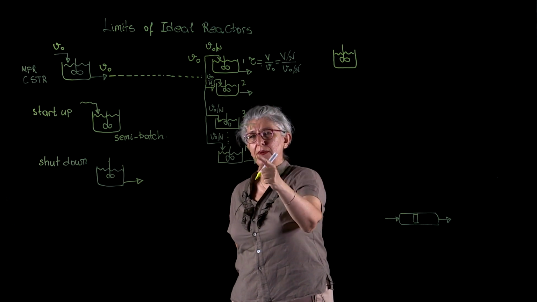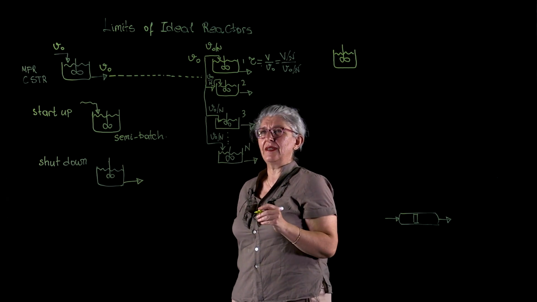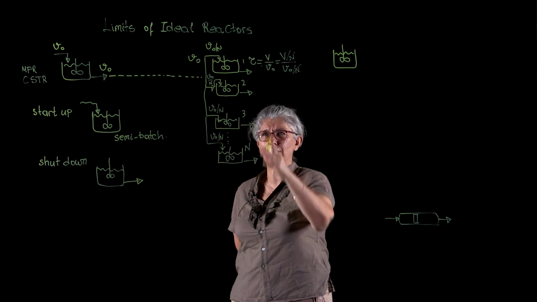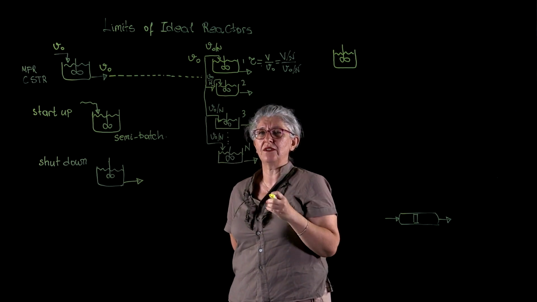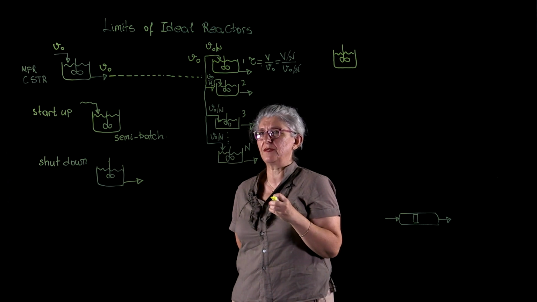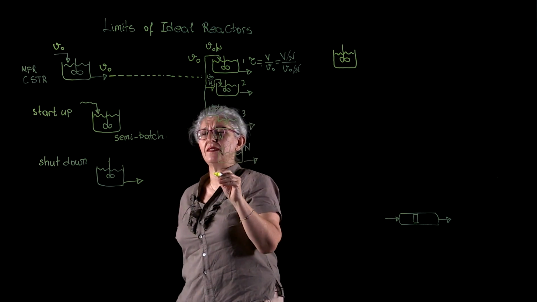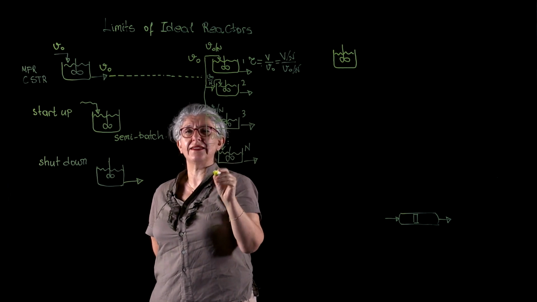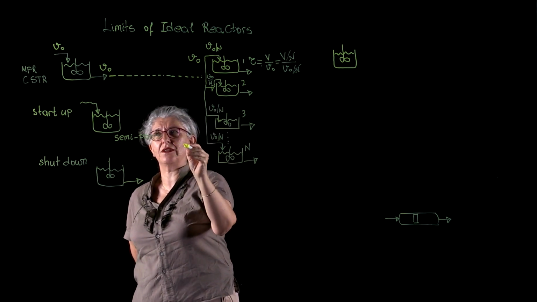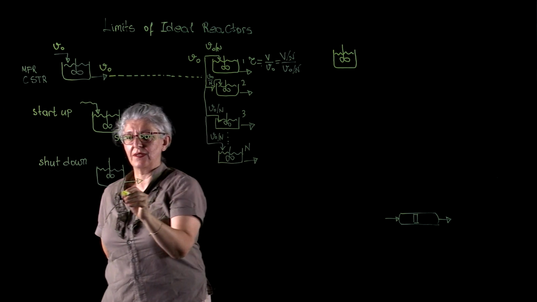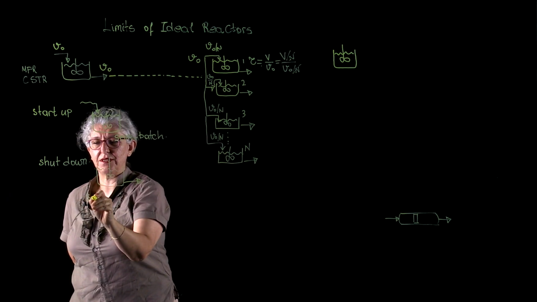So when we are operating n reactors in parallel, it really doesn't matter whether we are operating a very large reactor or n small reactors with V0 over n of the flow rate. On the other hand, we might have a series operation of the CSTR. Now this is semi-batch operation.